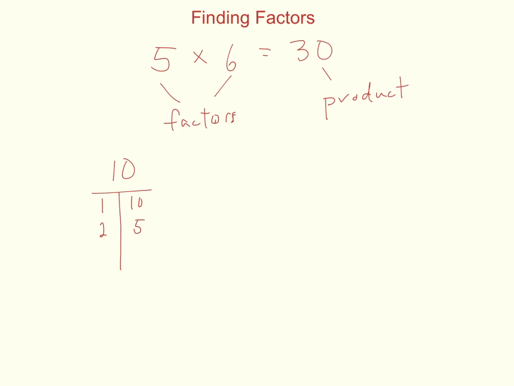3 times nothing is 10. 3 doesn't work. 4 times nothing is 10. 4 doesn't work, which brings us to 5. Once we know we're at 5, we know we have all of them. So for the number 10, there are 4 factors.